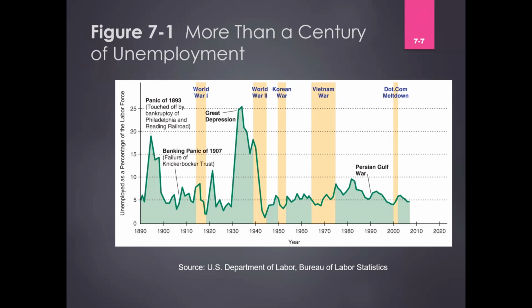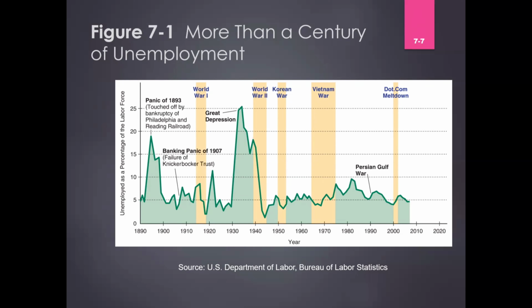Figure 7.1 shows unemployment for the US. It's from the US Department of Labor, Bureau of Labor Statistics. On the y-axis, we have the unemployed as a percentage of the labor force, and we have the years from 1890 to 2020. And we see here the spikes and lows of unemployment.